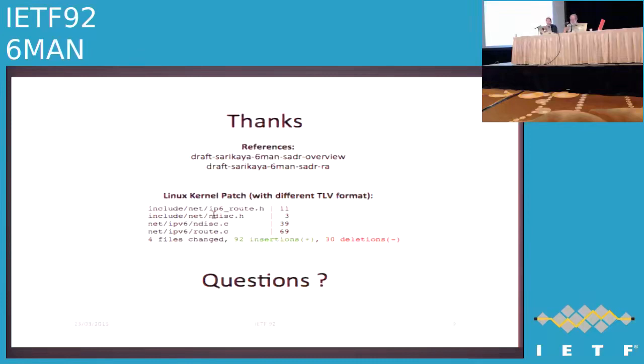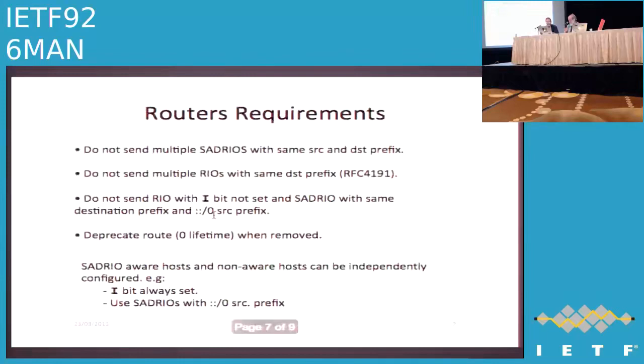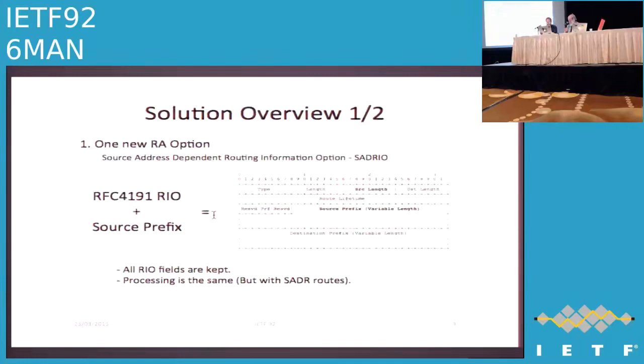The other thing is, can you go back to that option picture? Why destination prefix? I don't understand, because even in RIO it's called prefix or root prefix. Why I changed the name, just to be clear, is because I have the source prefix and the destination, assuming that the host will talk to the router. It will receive the option by RA. I'm sorry, I don't understand the question.